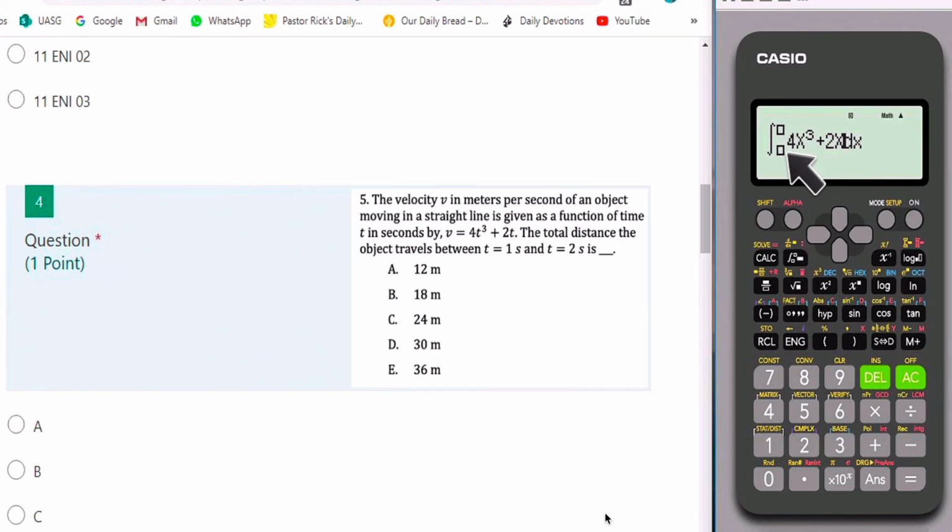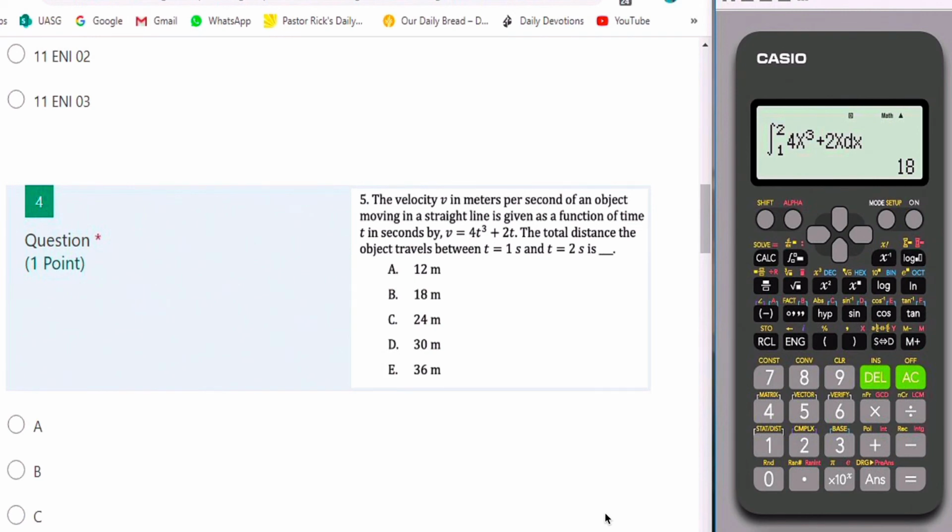So here in the lower boundary, we would type t is equal to 1 second. So we would just press 1. And on the upper limit, we would press the upper boundary, which is 2. Then press equals, and that's going to give us 18.